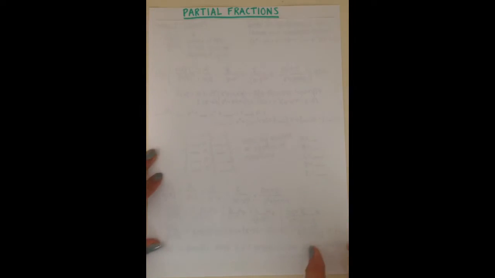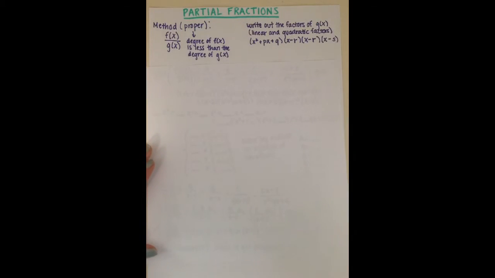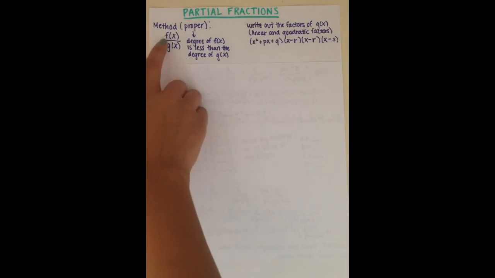Partial fraction decomposition is a method used to integrate rational fractions. In this method, we write the rational function as a sum of basic fractions or partial fractions, and then we integrate the rational function by integrating the sum of partial fractions. First, we will start with the method if the fraction is proper. This means that the degree of the numerator is less than the degree of the denominator.